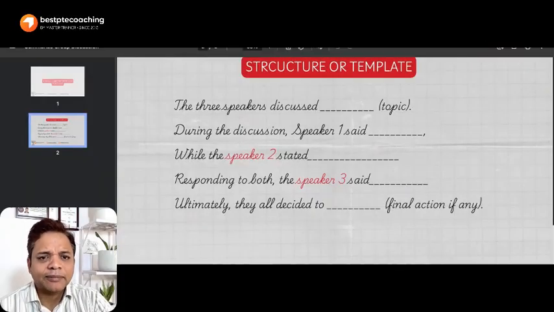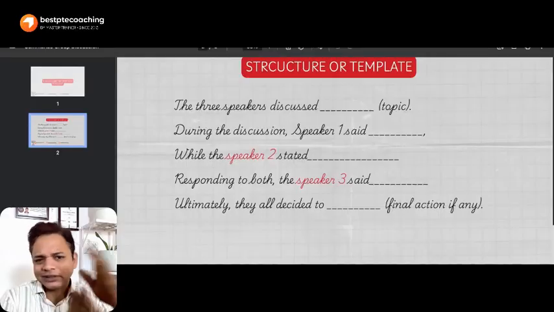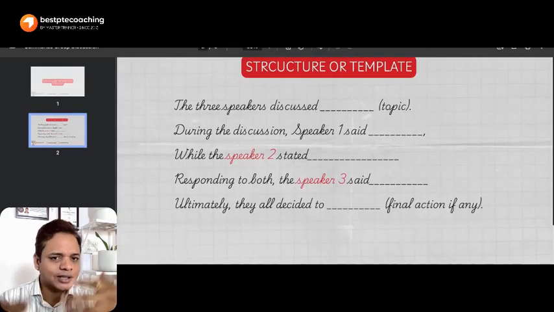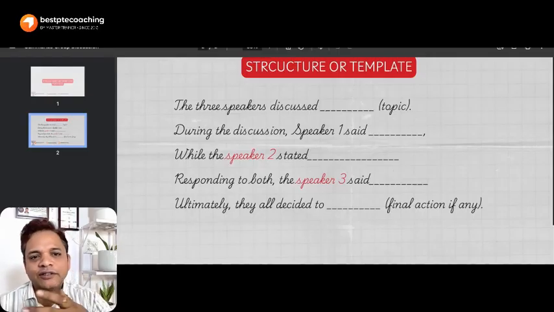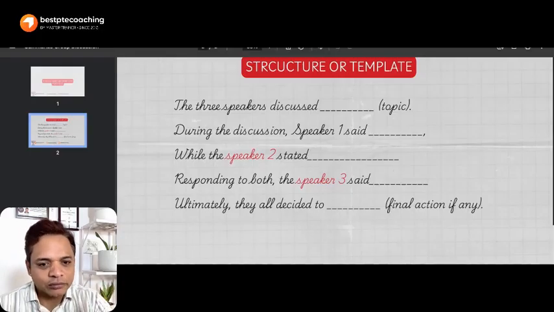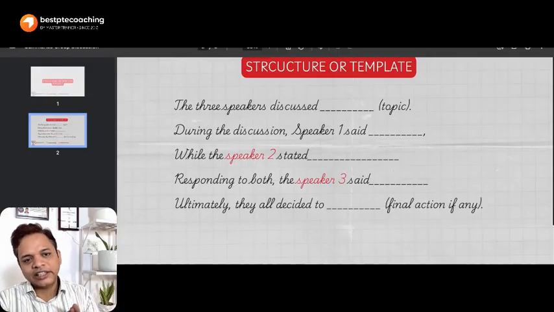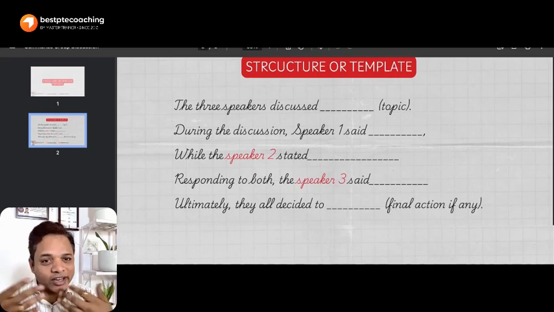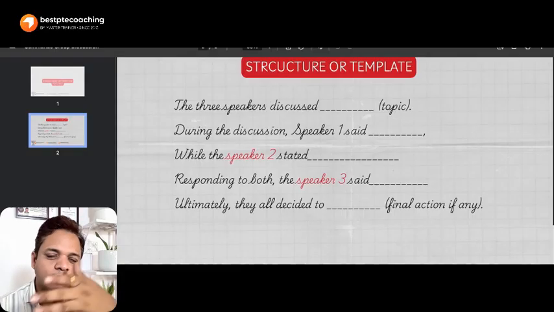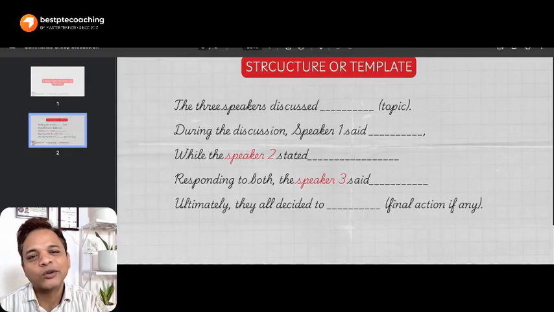Now, template time. Let's look at it. This is the simplest template for summarize group discussion. It starts like this: the three speakers discussed the topic, basically the agenda of their discussion. During the discussion, speaker one said, for example, that they should have a community garden for collaboration and volunteering work. He even said this, he felt this, he opined this. You can keep uttering those 1, 2, 3, 4 points.